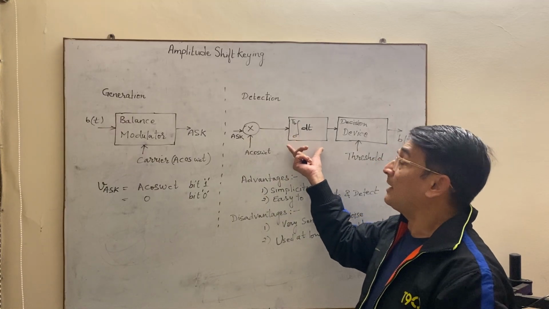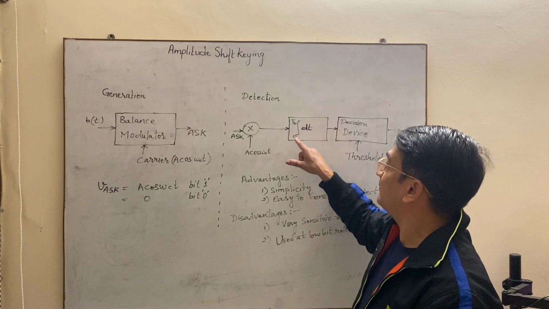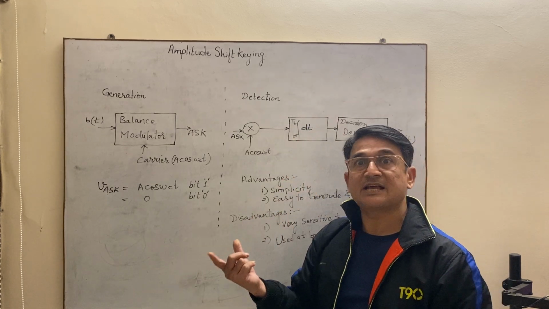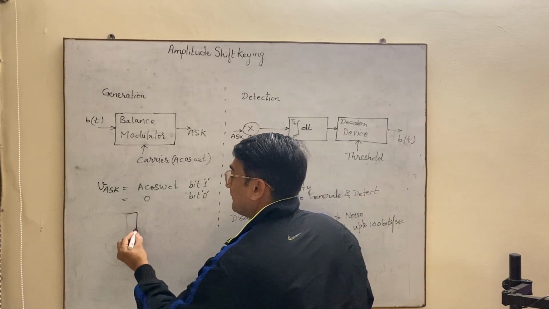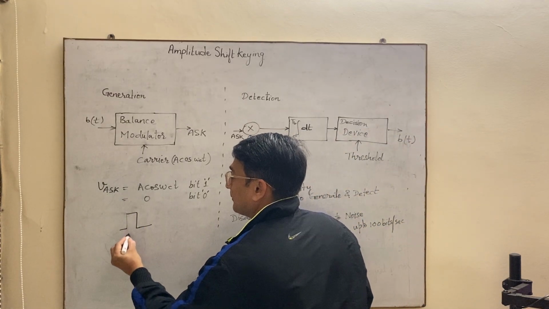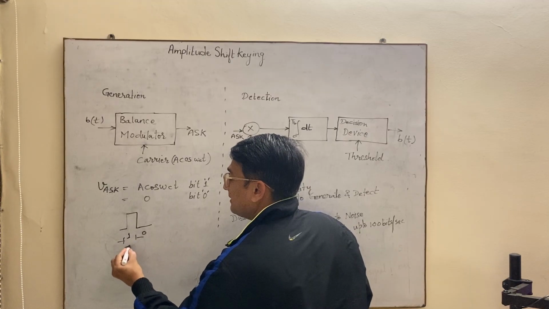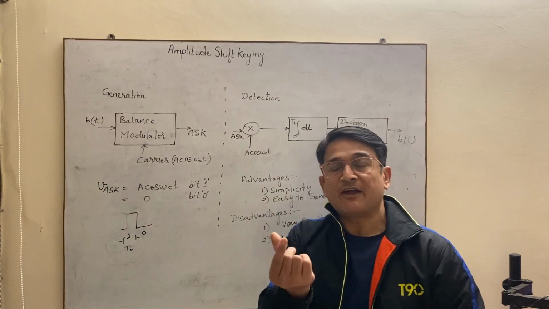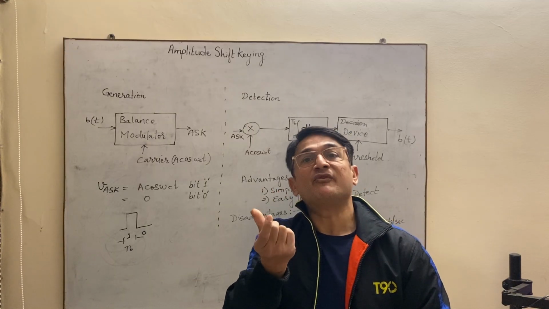Another operation of this low pass filter is that it maintains the bit interval. Every bit has a particular interval. For example, if this is bit 1 and this is bit 0, from here to here there is a bit interval which is known as TB. So every bit occupies a TB second width.